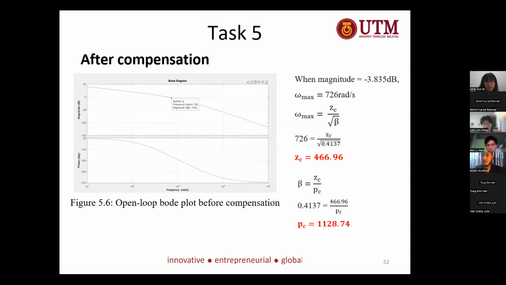So we want to get the ZC. We use the formula to obtain it, and we got 466.96. Also, we wanted to calculate the PC for the lead compensator. We also got 1128.74.